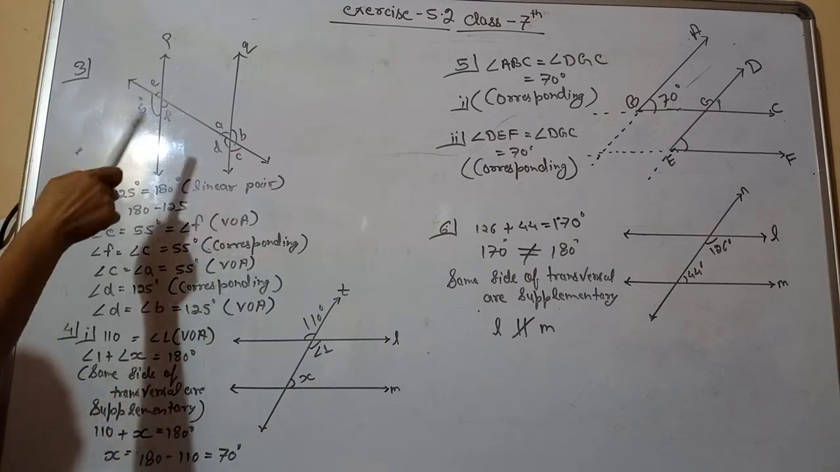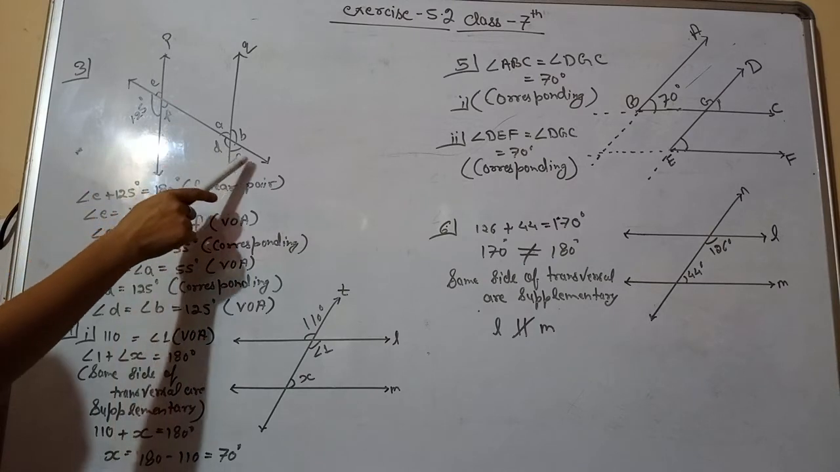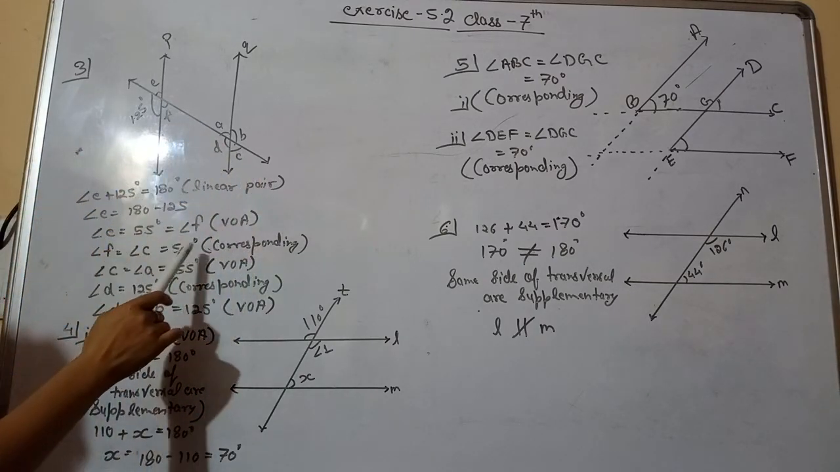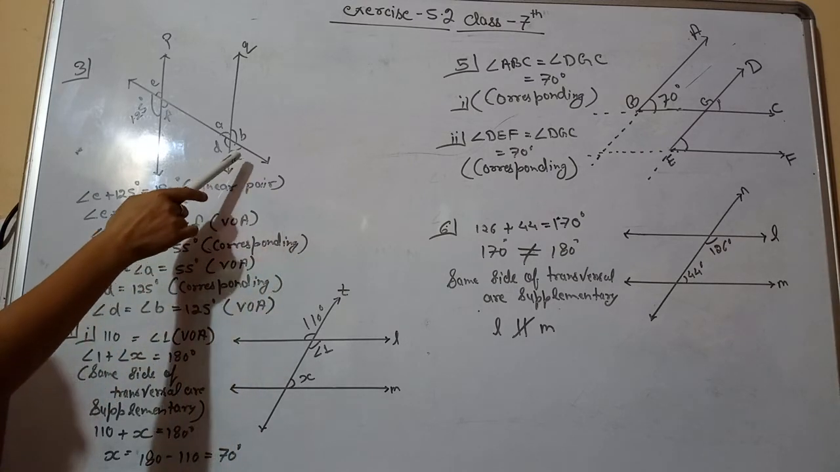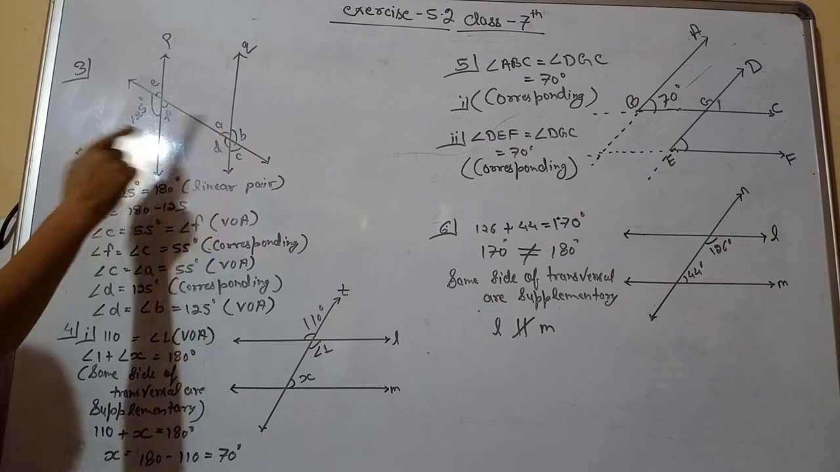Now here you can see angle F and angle C. Both are downside and both are on the left side. So angle F is equal to angle C, 55 degrees, by corresponding angles. Now if angle C is 55 degrees, angle A is also 55 by vertically opposite angles.